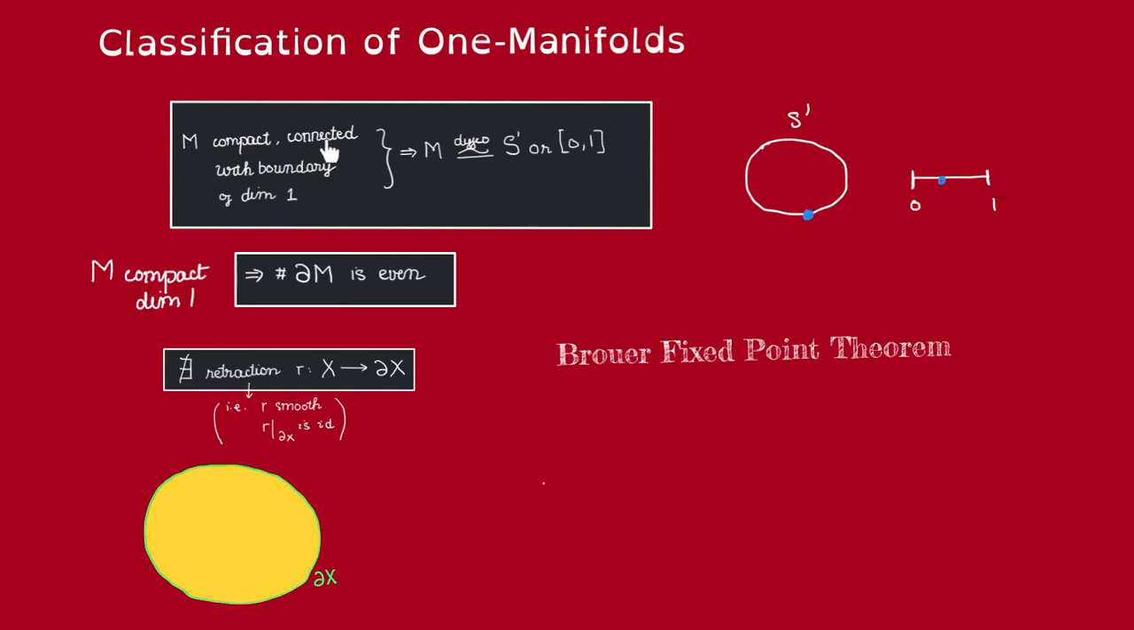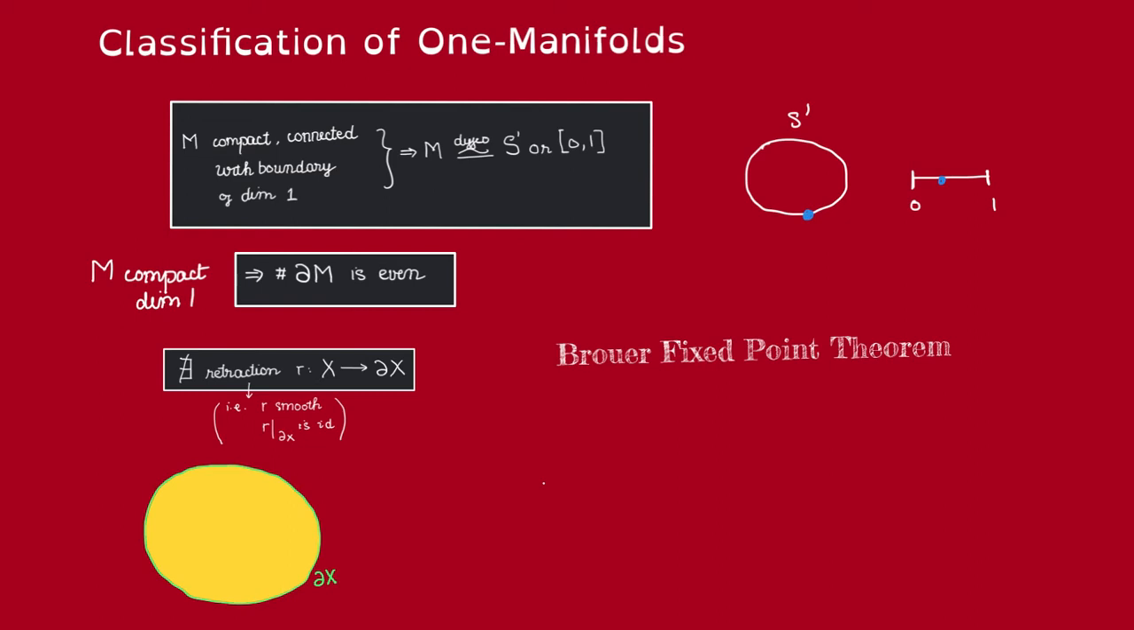Now that's the case if M is connected. In general, if M is just a compact manifold with boundary of dimension 1, then it's going to be a union of circles and unit intervals. So in particular, we have the following seemingly trivial corollary, which is that the boundary of any compact manifold with boundary of dimension 1 must have an even number of points. This seemingly trivial fact is actually very useful.